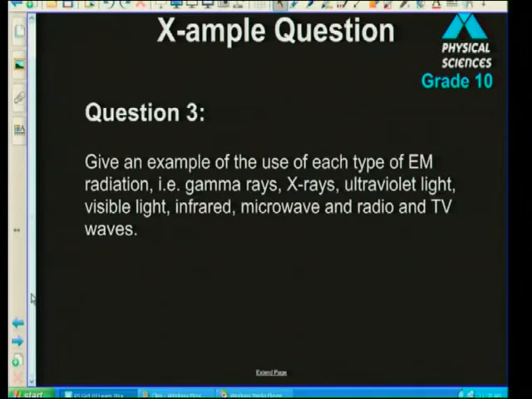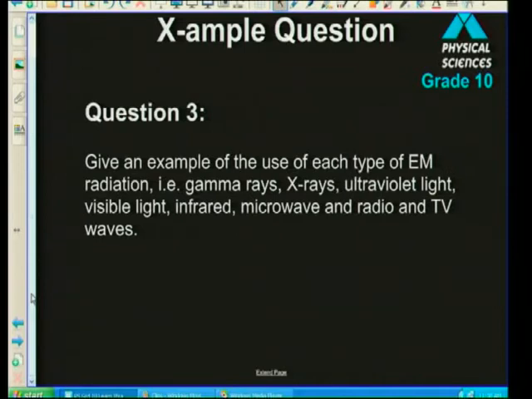Lots for you to have taken in today. Let's look at a quick question. We're not going to spend too much time actually answering this because we could be here till Christmas, but this is the type of question you need to be able to answer. It says to you, give an example of the use of each type of electromagnetic radiation.